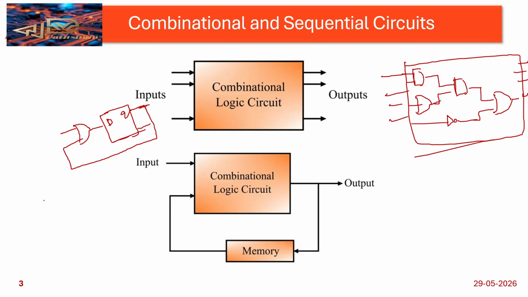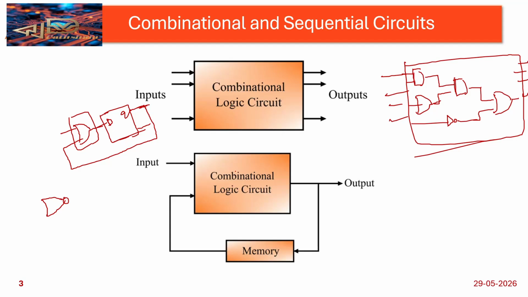How are we designing the sequential circuit? Here it is given that on both sides there is a combinational logic circuit. Here we get memory, and here also we are giving combinational circuits, because the inputs are provided through some combinational circuits to the sequential circuits. So the sequential circuit is the combination of memory elements and combinational circuits.